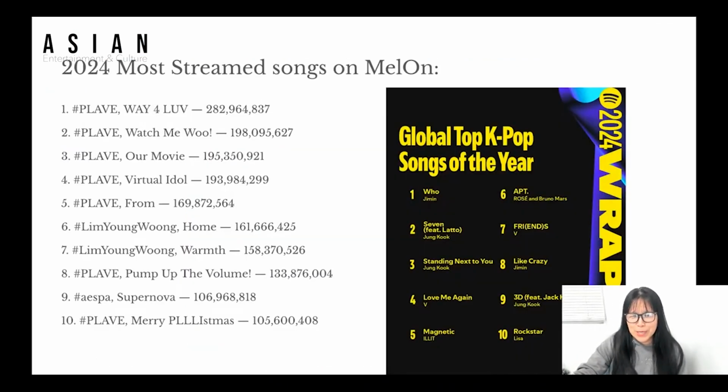It's Plave, and then Yin Yung Wong, and then Plave again. So that is seven. They have seven of the most streamed songs on Melon for 2024. But then if you go to global top K-pop, it's Who, Seven, Standing Next to You, Love Me Again, Magnetic, Apathy, Friends, Like Crazy, 3D, and Rockstar. So there's really a huge difference between what Koreans like and what the global community likes.